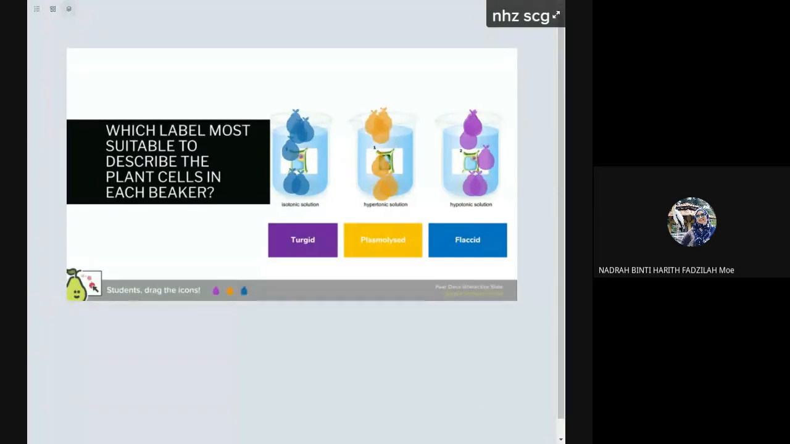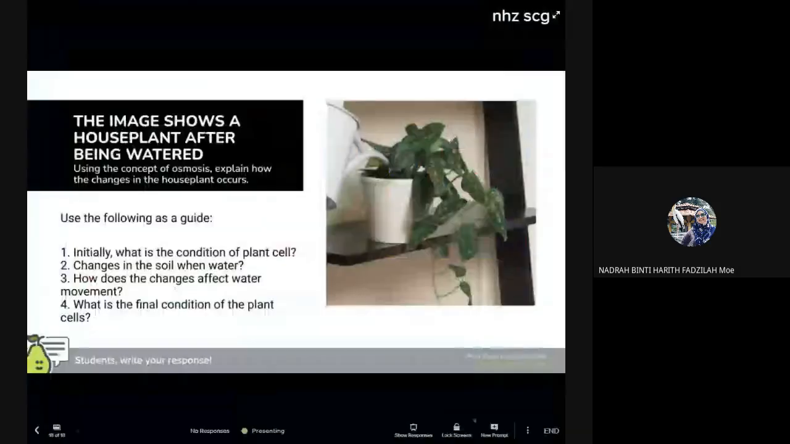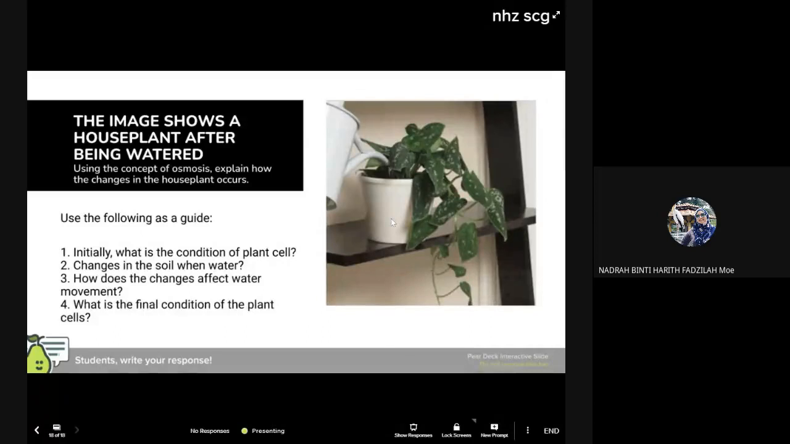Ada siapa nak tanya ke tadi? Macam ada orang open mic? Oh, tak ada eh? Alright. So, okay, soalan terakhir untuk hari ni.